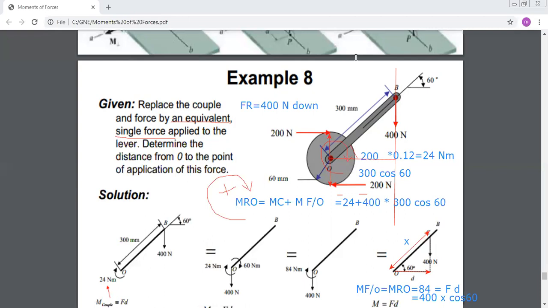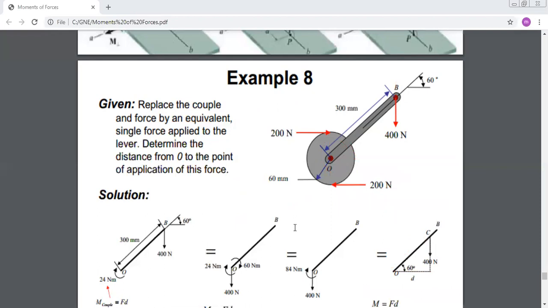Okay, I will repeat. I reduced my system to one force and one couple at point O. But the question was to replace the system by only one force without a couple. If you want to do that, the condition is that it should produce the same effect as your system. Your system was reduced at O to one force of 400 Newton and one couple in the clockwise direction of 84 Newton meters. If you want to replace the system by only one force, what is the condition?